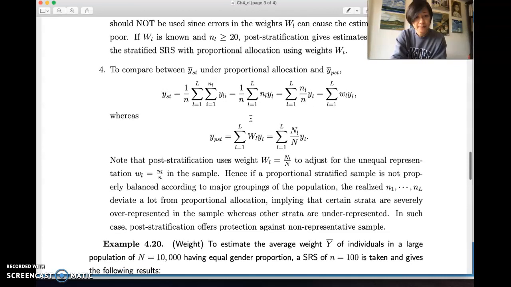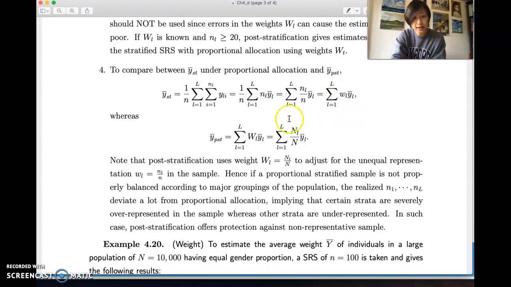Okay, compare the Y-bar estimate under stratification with proportional allocation. Again, the Y-bar under proportional allocations equals the summation of each of the stratum Y-bars adding up together, weighted by the weight, the capital W or the lowercase w, because we are looking at the proportional allocations. Okay, so this is known. You should have known that.